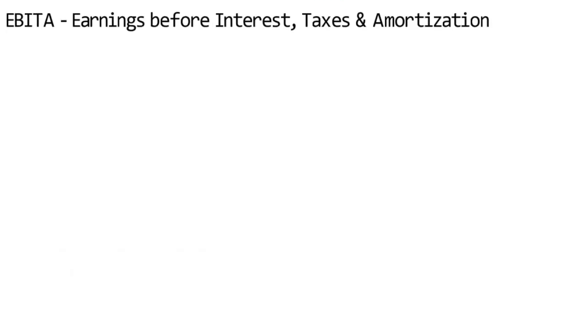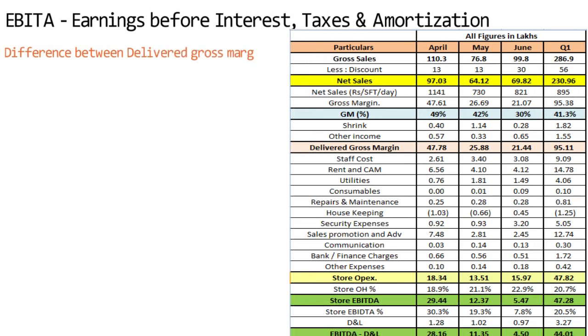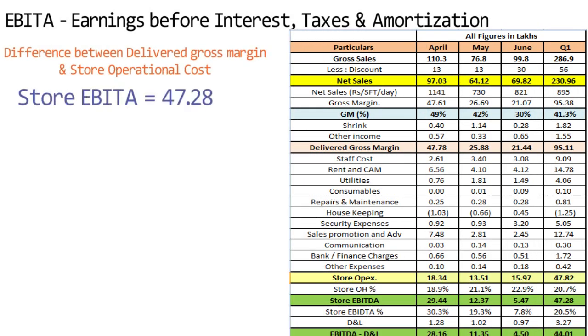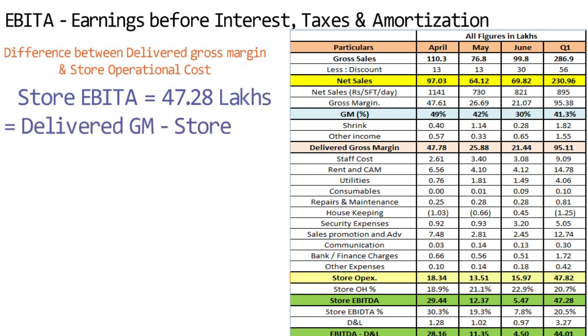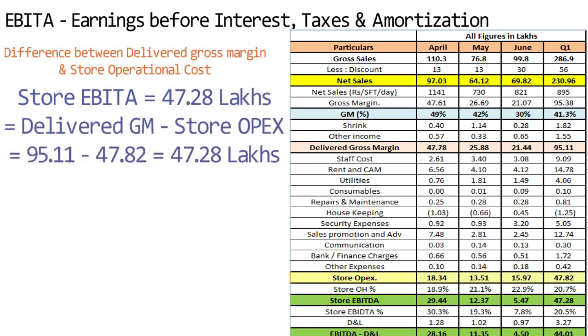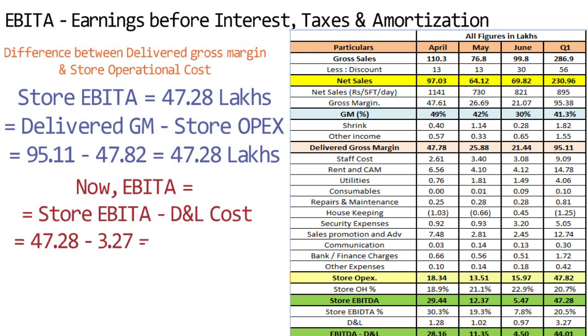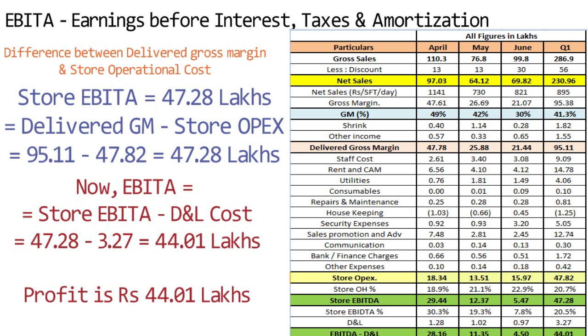So now finally we will come to the store EBITDA. The store EBITDA is the difference between the delivered gross margin and the operational cost. Here the store EBITDA is 47.28 lakhs, which is the difference between delivered gross margin and operational cost, that is 95.11 lakhs minus 47.82 lakhs, equal to 47.28 lakhs. Now to get the final EBITDA, we have to subtract the D&L cost, that is distribution and logistic cost, from the store EBITDA. That is store EBITDA 47.28 lakhs minus D&L cost 3.27 lakhs will be 44.01 lakhs, which is the net profit for the store.